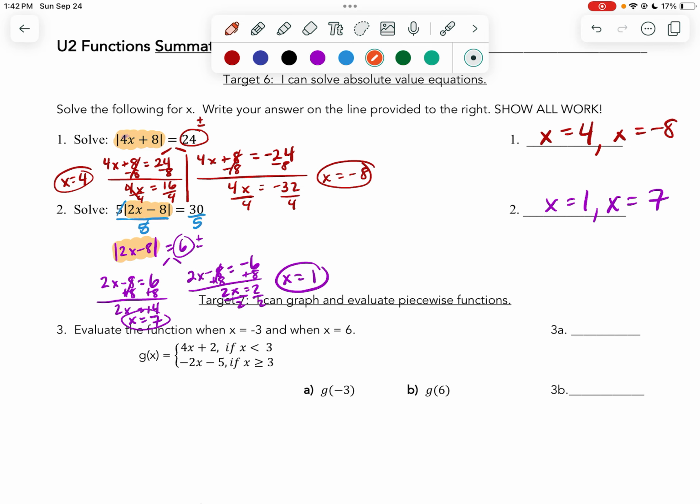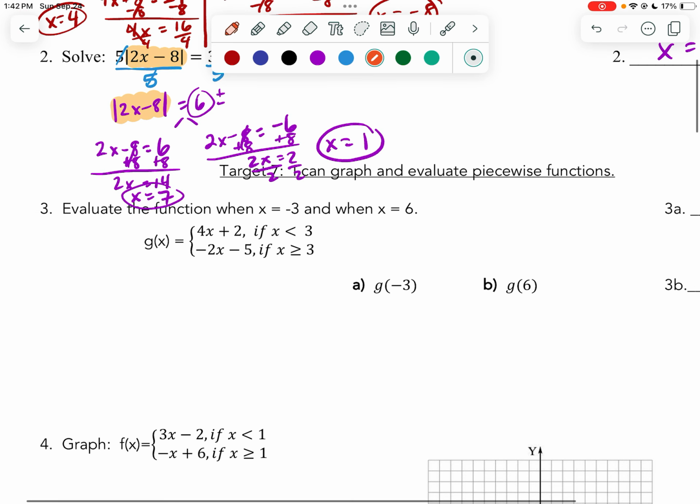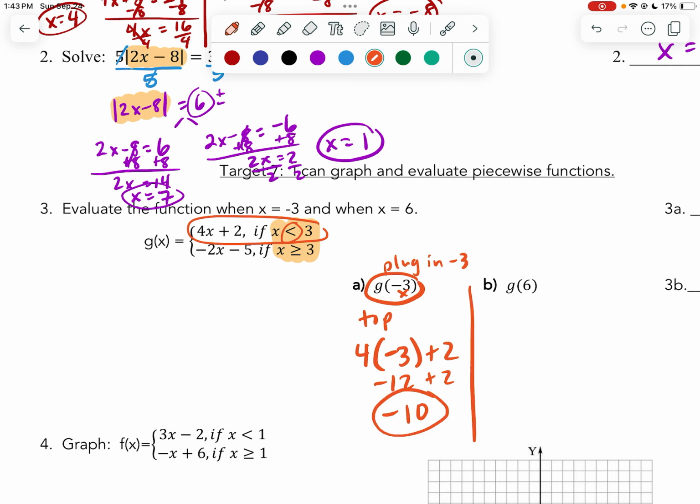All right, the next target was piecewise functions. So as far as evaluating, you have to decide, so right, this g of negative 3, that means plug in negative 3. The problem is, what equation do you plug it into? Well, that's when we look at these rules and we see where negative 3 fits, because this is your x. So that means that we're going to use this top one because negative 3 is less than 3. So this one we use the top equation. So instead of x, we're going to plug in a negative 3 and figure out what our answer is, which would be negative 10. Right? We're just plugging it in.